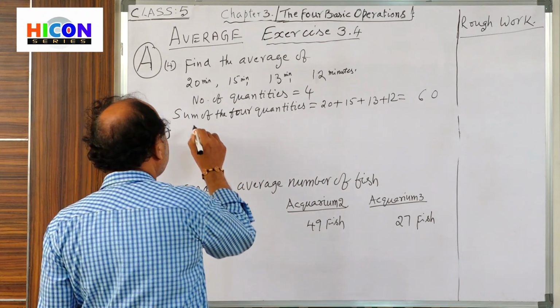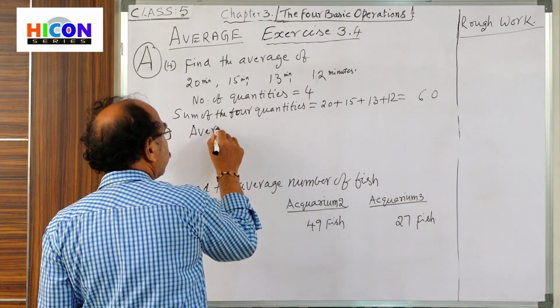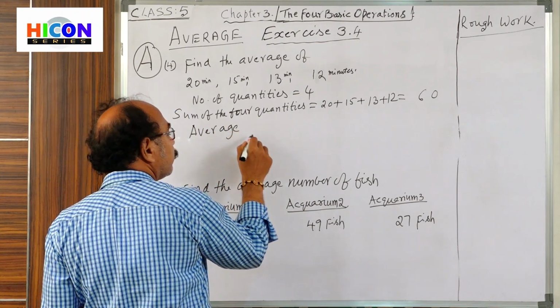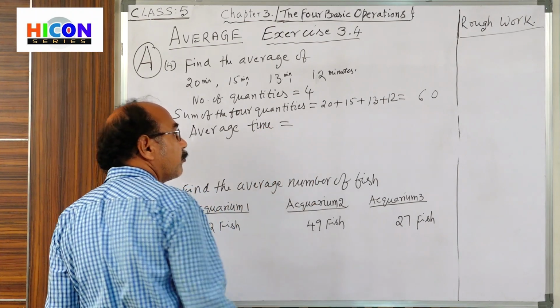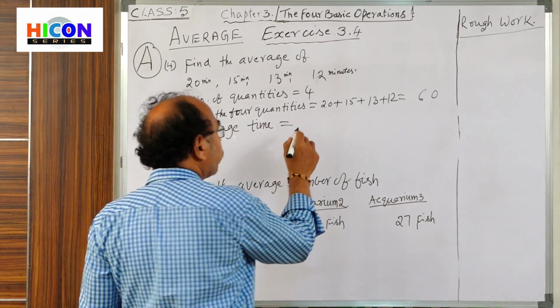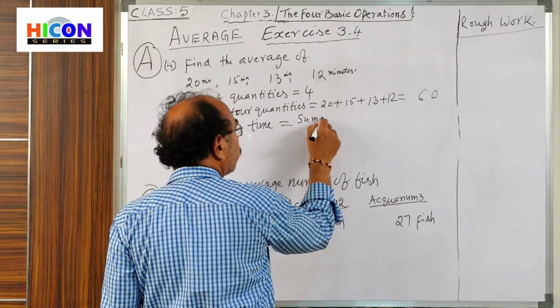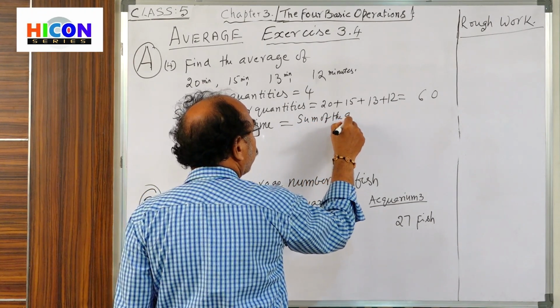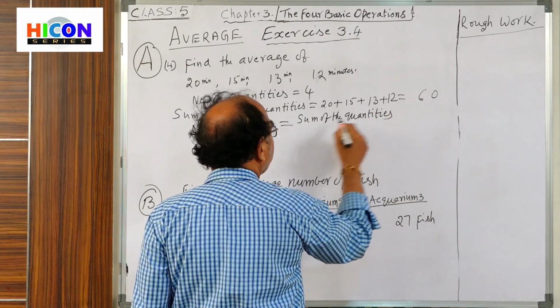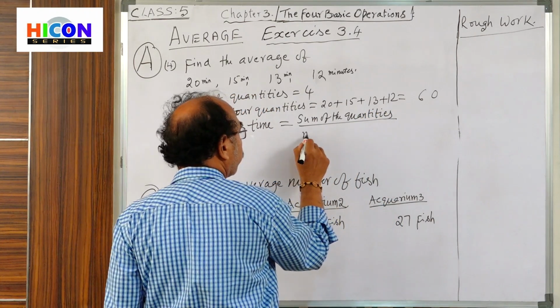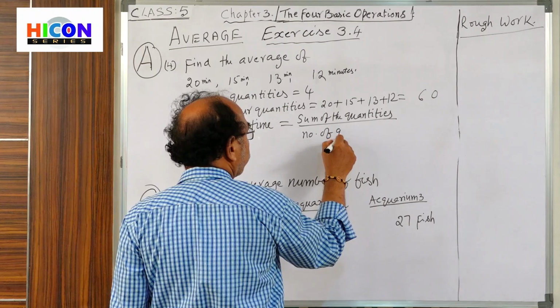Now the average. The average time is equal to, what is the statement here? Sum of the quantities by number of quantities.